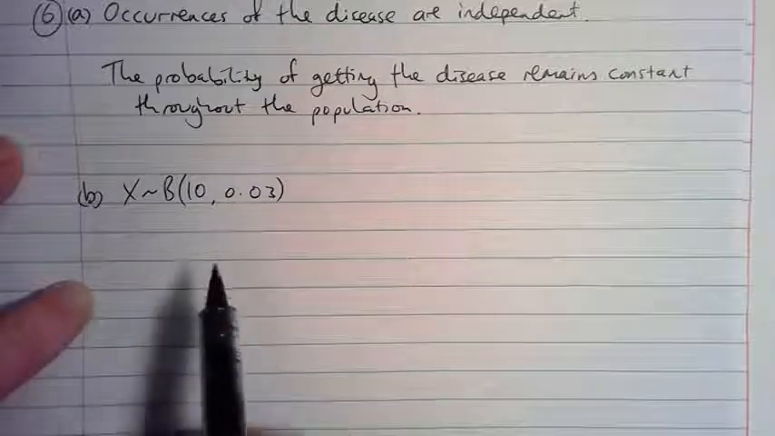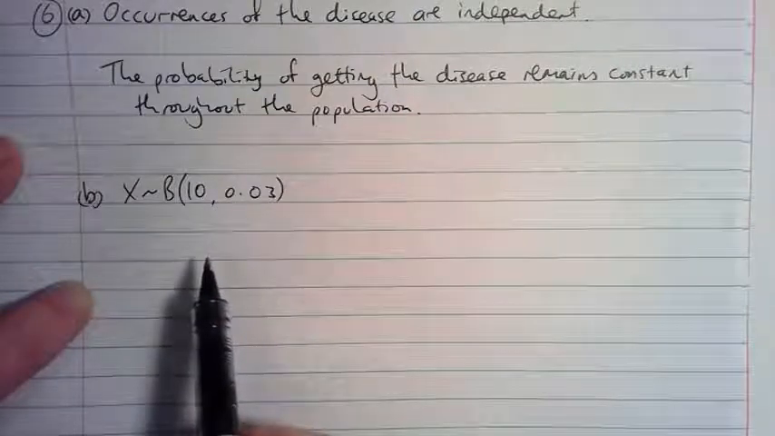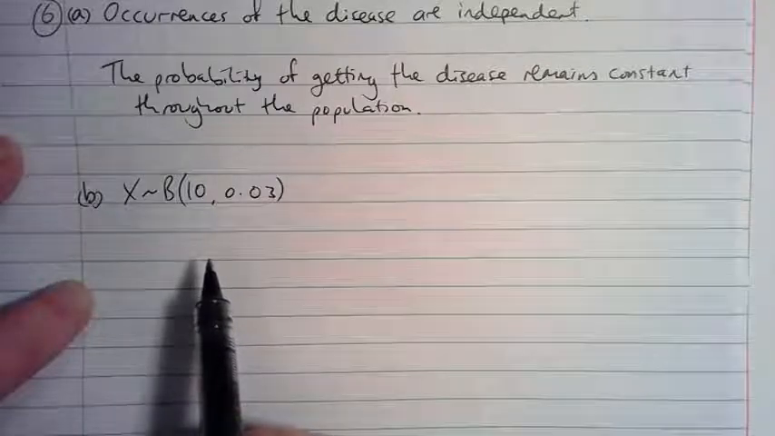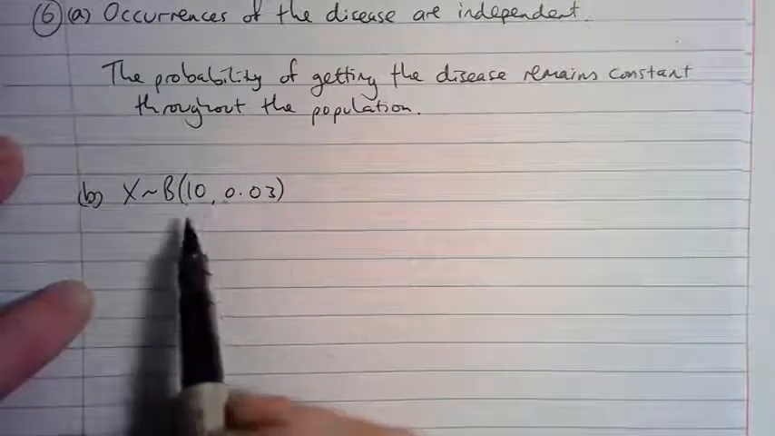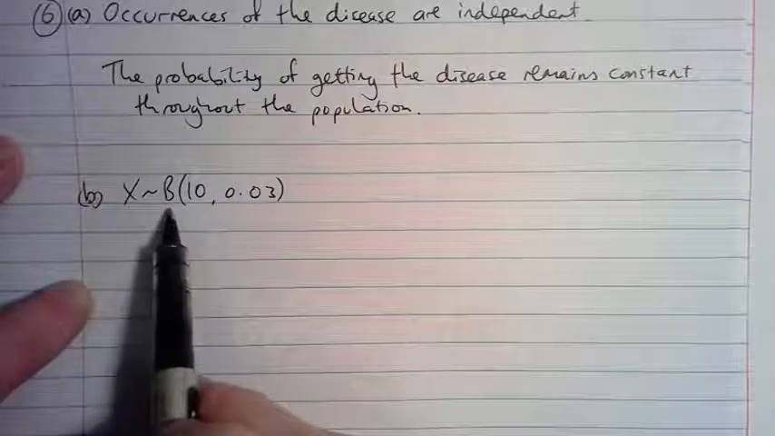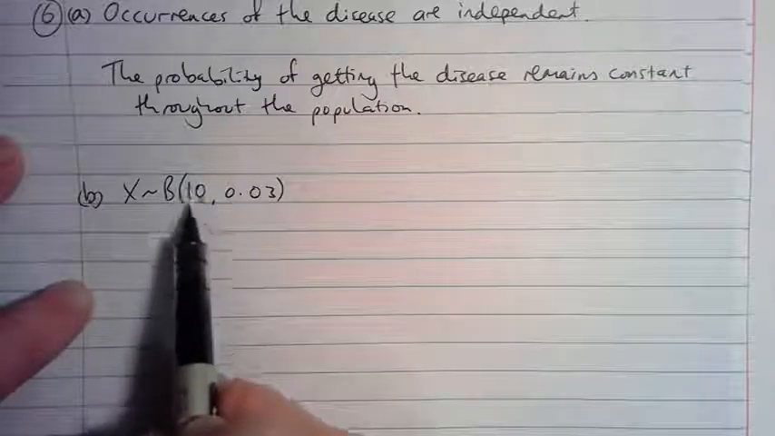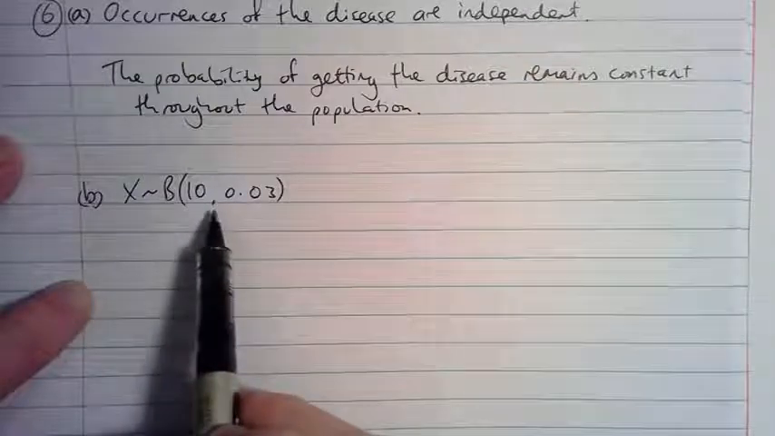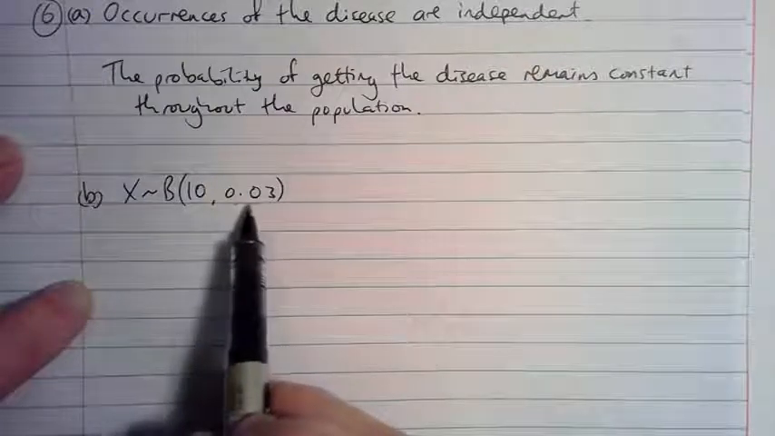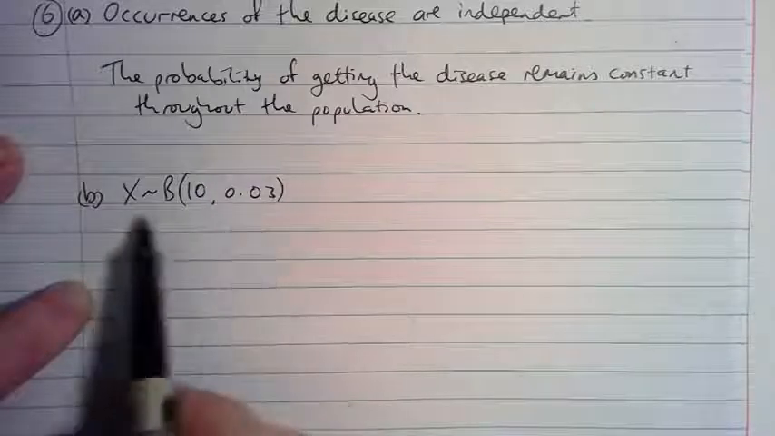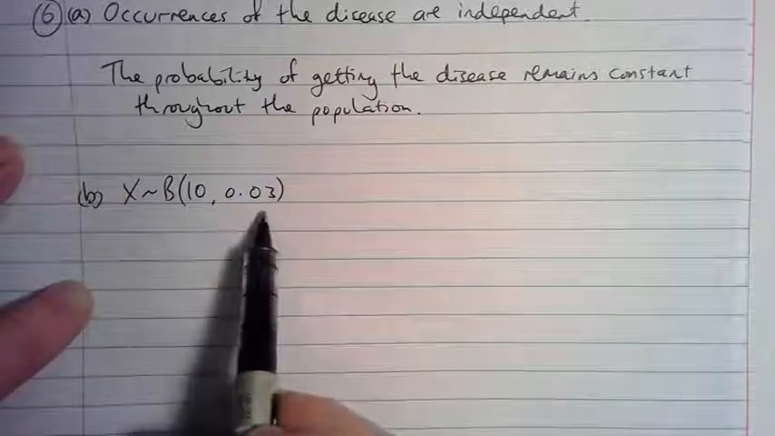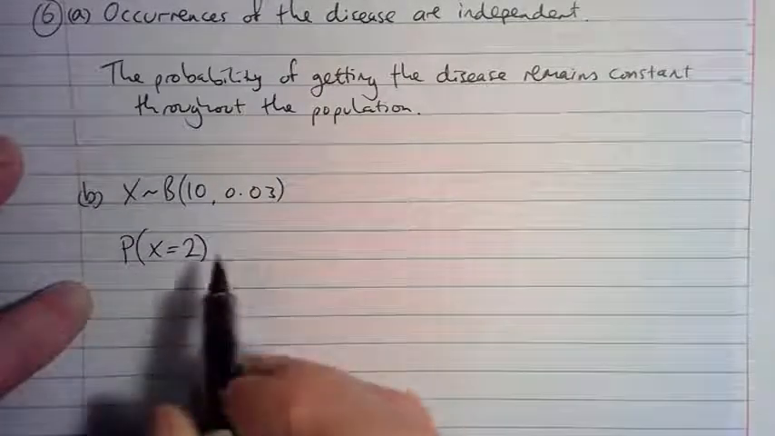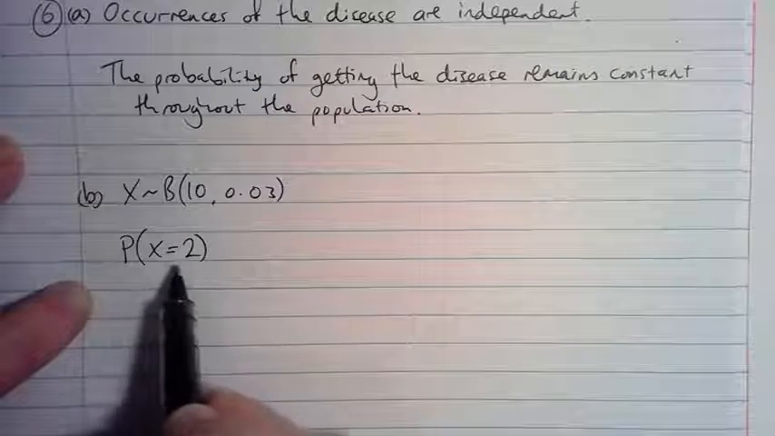In part B, we're now going to use the model to find the probability of exactly 2 people having the disease with a random sample of size 10. So we're going to be dealing with a binomial distribution of size 10, so n equals 10 there, and the chance of the disease occurring in a person was 3%, so that's 0.03 as a decimal. That summarises the distribution we're going to use. What we're actually trying to find is the probability of exactly 2 people, so the probability that x equals 2.